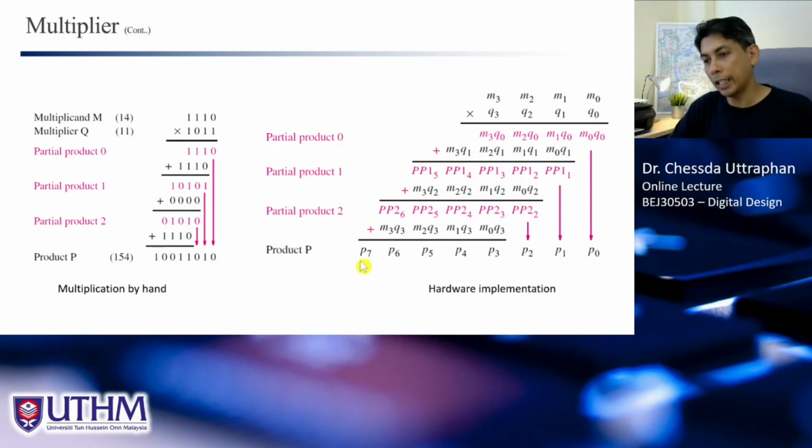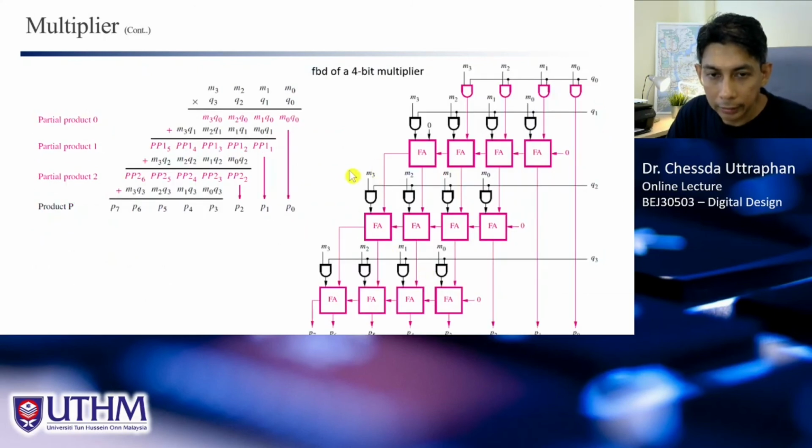Okay, so for multiplication, when you have a 4-bit multiplier, M0 to M3, the output must be P0 to P7, 8 bits, because of this. And from this, we can have our hardware. So this is the hardware for the multiplier. We can see that M0 Q0 is an AND operation. So we have M0 Q0 AND. We have P0.